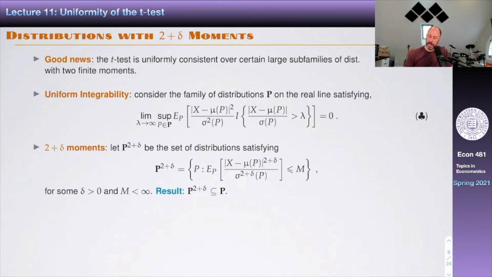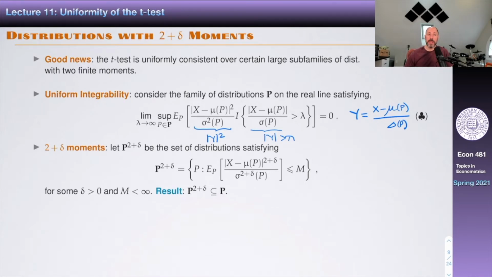And if you just look at this condition, this is how we control, in a way, the tails. Notice that this is a condition about the random variable y, which you can define as x minus mu p divided by sigma p. The object here would be the absolute value of y squared, and this is the absolute value of y greater than lambda, right? So if you want a really clean notation to describe this uniform integrability condition. There's another family of distributions that I wanted to denote by bold P2 plus delta, which is the set of distributions such that the expected value of y to the 2 plus delta, or if you want x minus mu to the 2 plus delta divided by sigma to the 2 plus delta, is bounded by some constant m.